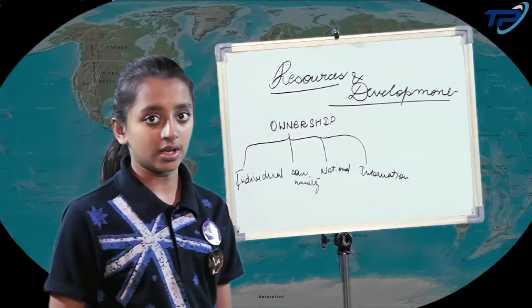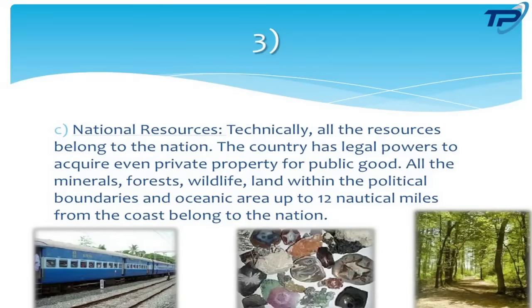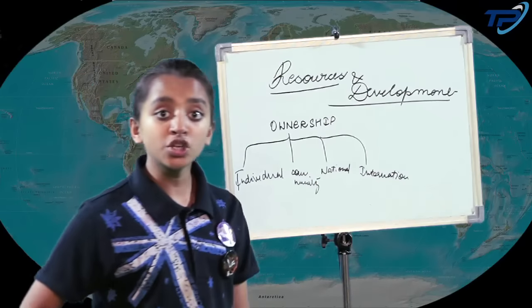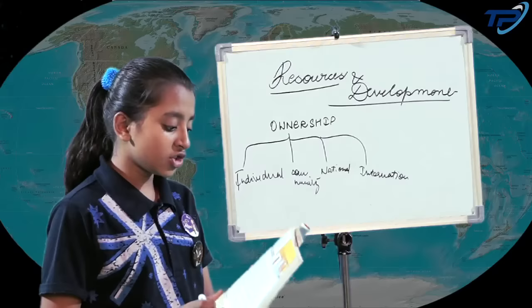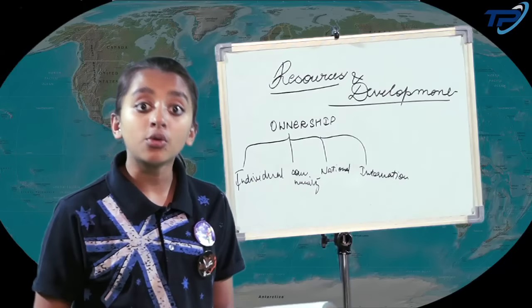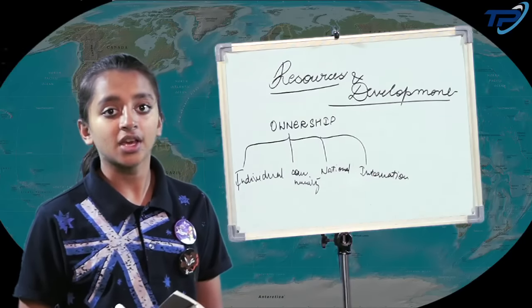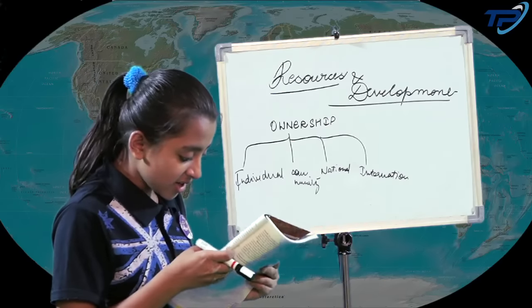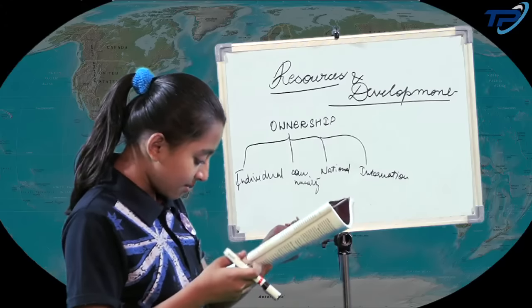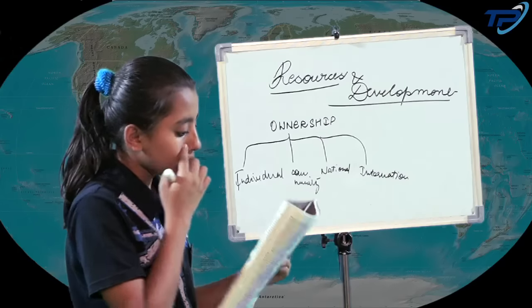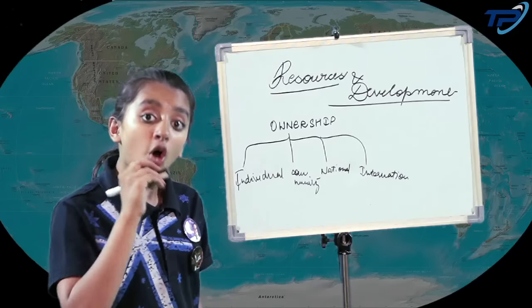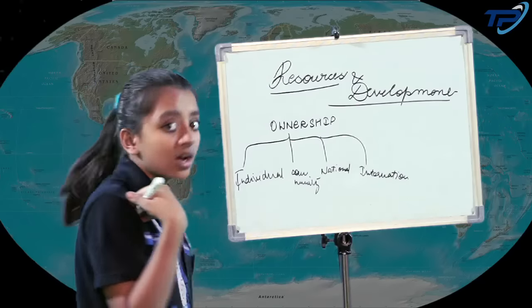And then national. The resources owned by the nation, whether they are human resource or natural resource, those are owned by the national. In addition, 12 nautical miles from the boundary of the nation into the sea is also known as the national resource. And before you get confused, it is given on page number 2. So till 12 nautical miles in the sea, the resources of that area would also belong to the country.